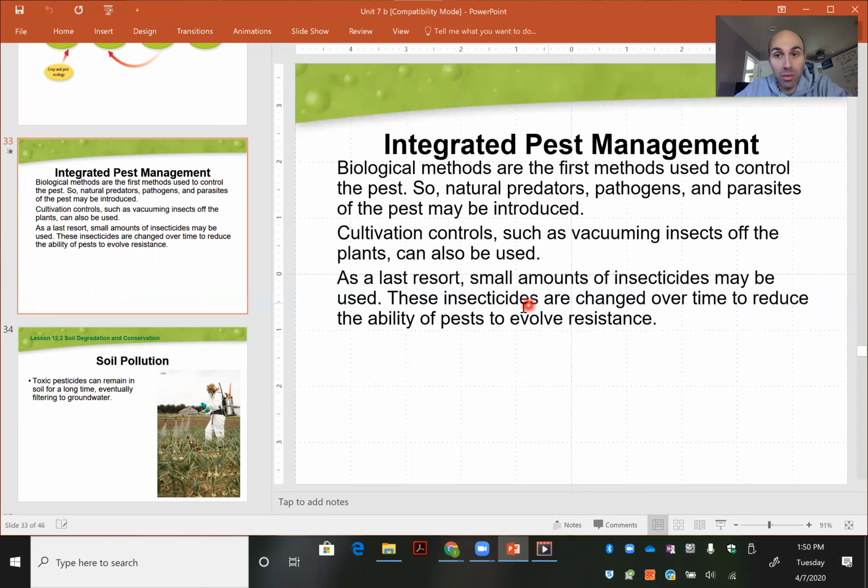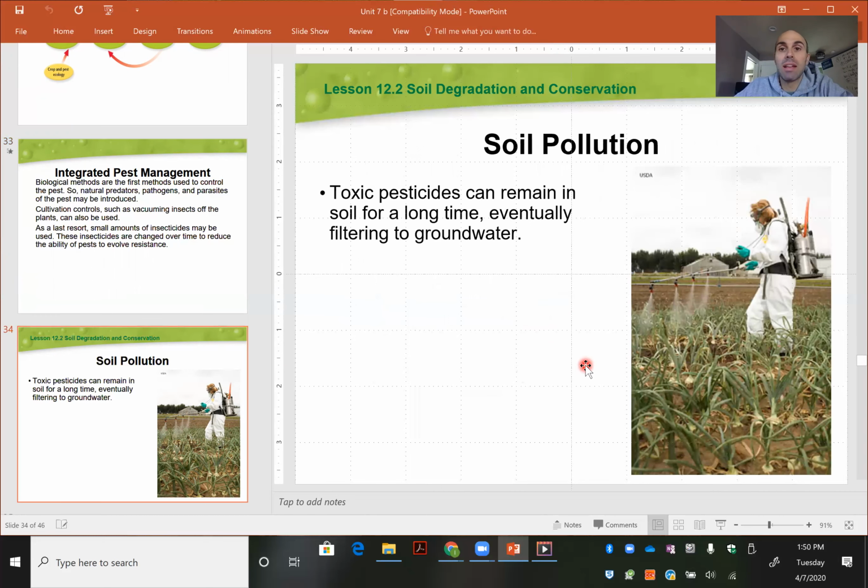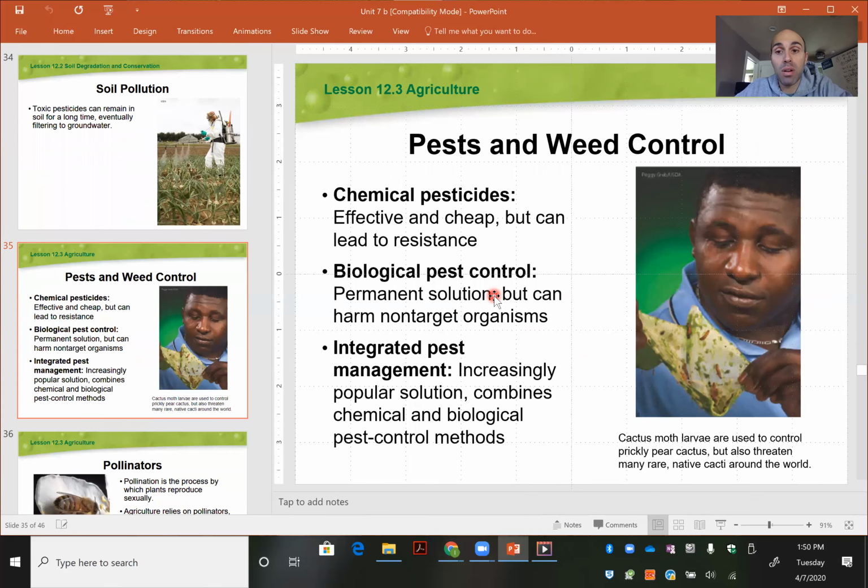And as a last resort, we're looking at those chemical pesticides, the insecticides, okay, the rodenticides, the herbicides, because this is where the pest can evolve and become immune to it. So we want to use this as a last resort. All right, soil pollution. Remember, this stuff builds up in the soil. Toxic pesticides can remain in soil for a long, long time. And it filters into your groundwater, and it can actually get into your drinking water, your wells, okay? Pollute your lakes, rivers, ponds, and streams.